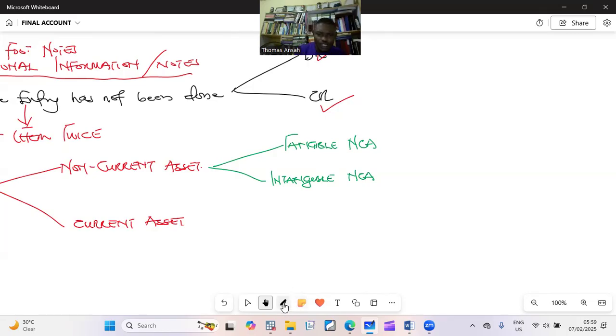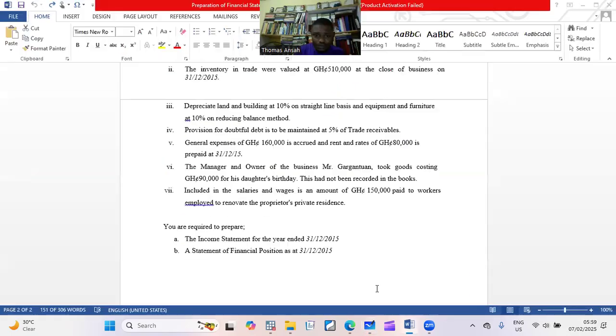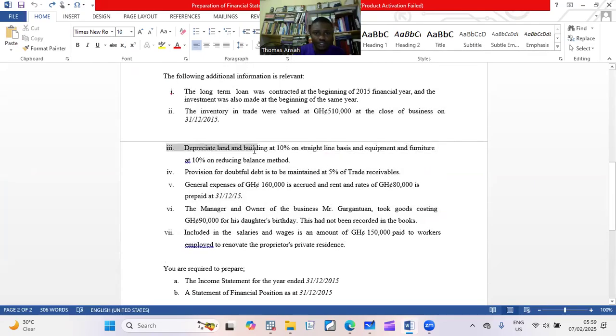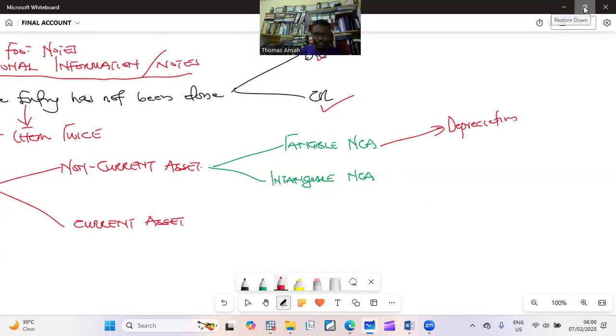All right. So now, when we take our tangible assets and there has been something said about them in the footnote. Most of the time, you will see depreciation about them in the footnote. And we have learned depreciation about the tangible assets. So if you look at this one, you will find that they will tell you something about depreciation. Have you seen this? Land and building on straight line, equipment and furniture reducing balance. Have you seen that? So what will you do? You will calculate the depreciation, and we've learned how to calculate the depreciation.